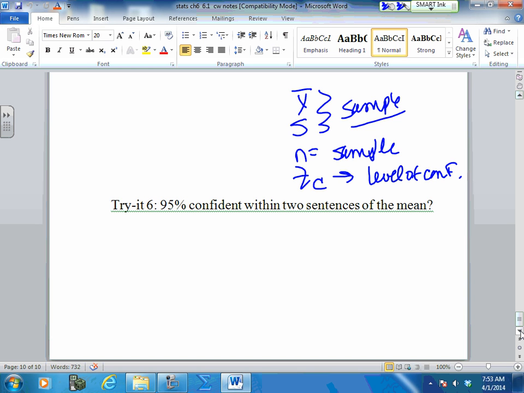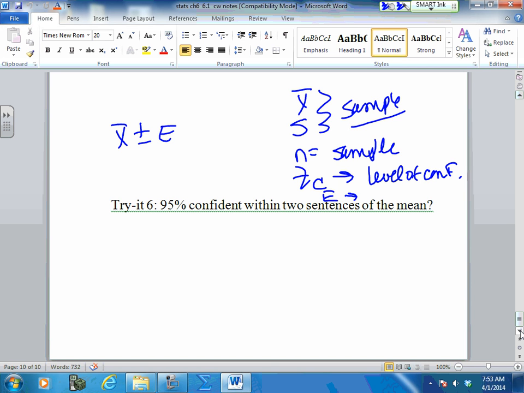We need to know how confident you want to be, and we need to find the z-score related to that. We also need to find your margin of error. This is your wiggle room, your plus or minus. You're going to set your interval up this way.